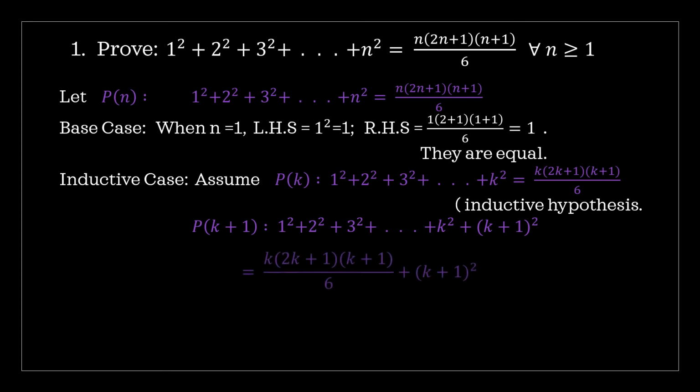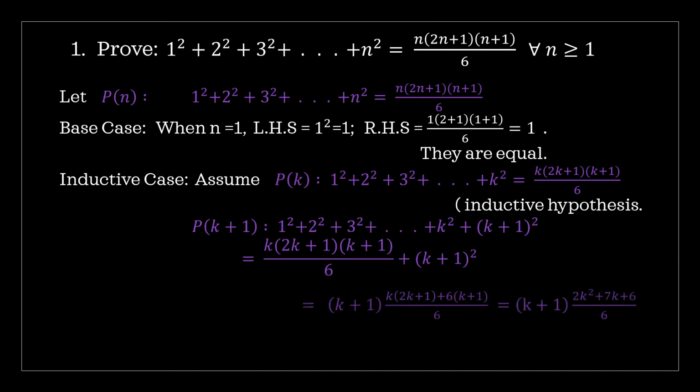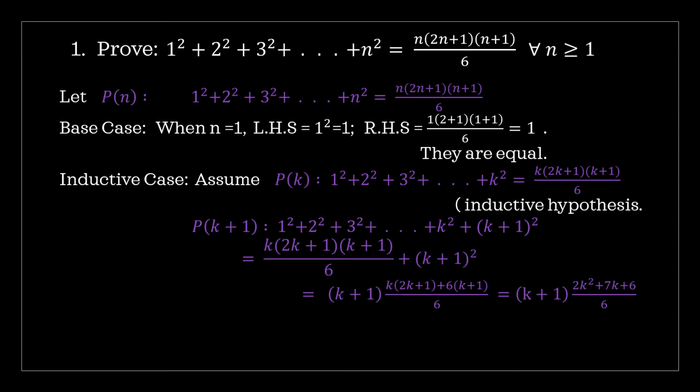Pulling k plus 1 outside, I get k plus 1 into 2k squared plus 7k plus 6 divided by 6, which is nothing but k plus 1 into 2k plus 3 into k plus 2 divided by 6. So the result, 1 squared plus 2 squared, etc., n squared equals n into 2n plus 1 into n plus 1 by 6, is true.